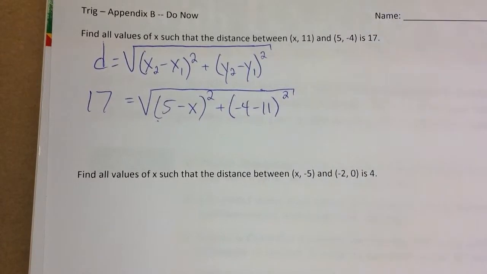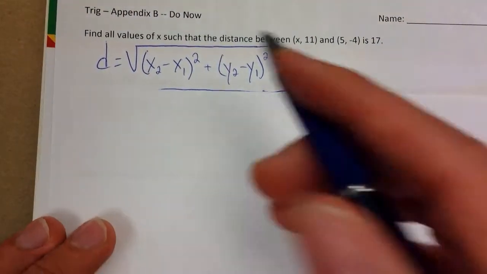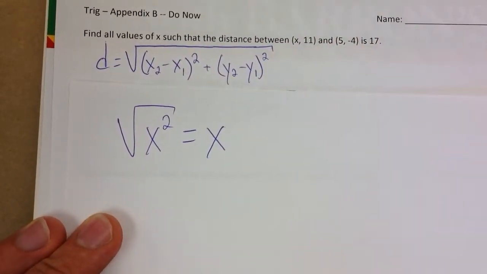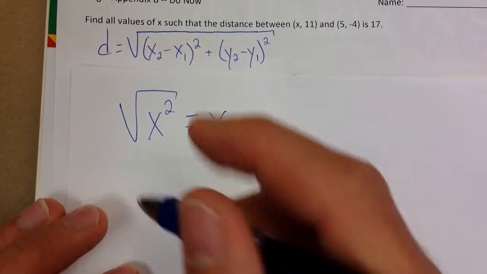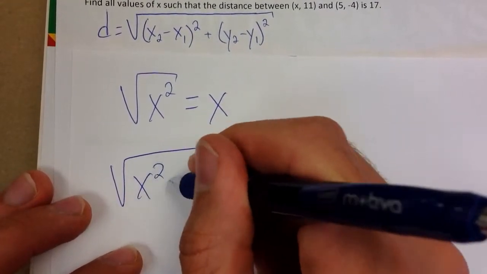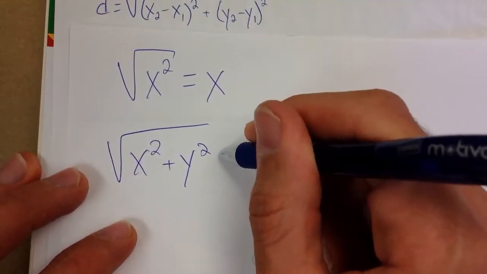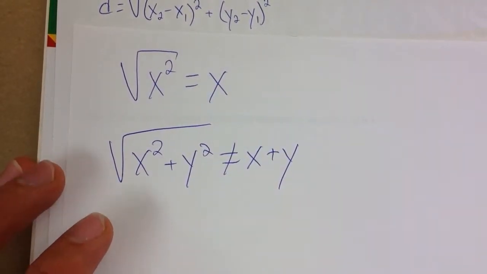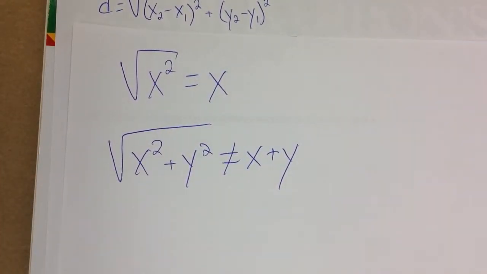I understand why people think that, likely because they're told at some point in their life that the square root of x squared is x. But the square root of x squared plus y squared is not x plus y. And you don't need to believe anything I say. It's the beauty of mathematics. Everything can be proven. Here's how you prove it.